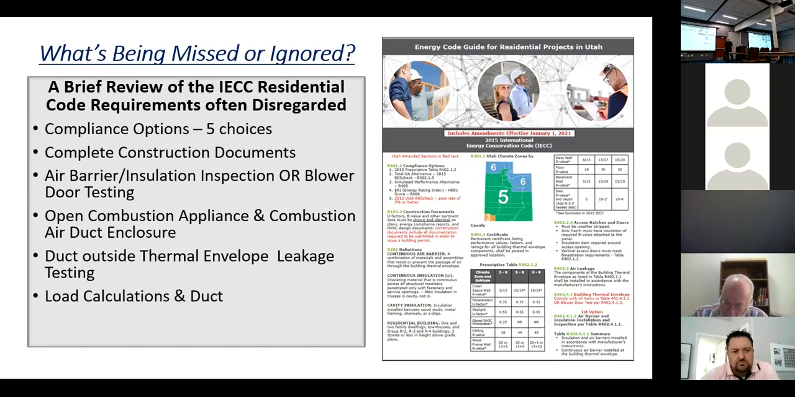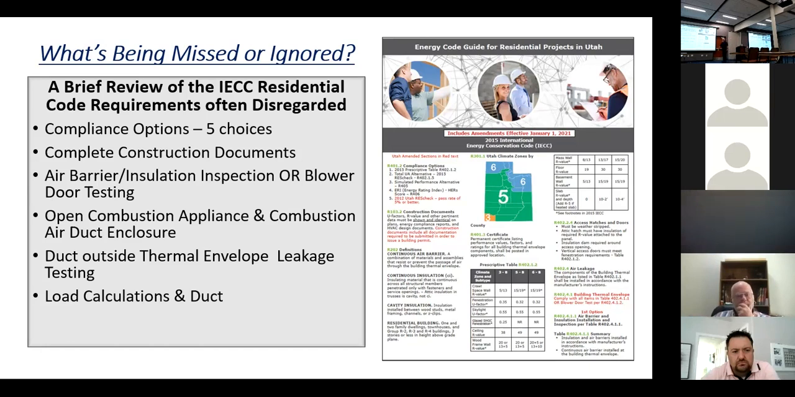Did they blower door test, or did they do the inspection checklist? Open combustion appliances. You build this nice tight envelope, stick in an 80% efficient furnace and a conventional water heater, and you cut an 8-inch hole in the side of the building for combustion air. Why did we do all this air sealing if we just cut an 8-inch hole in it? The code addresses that and how we address that.